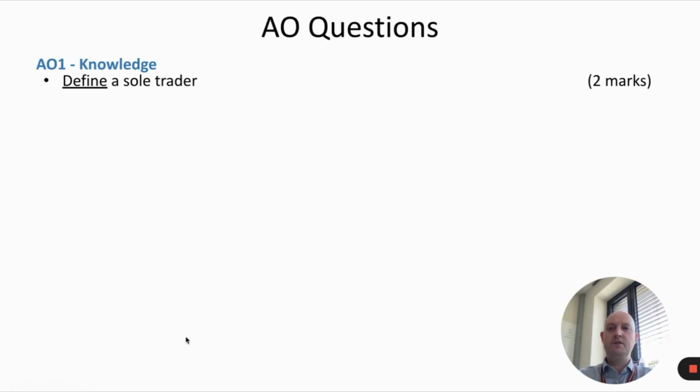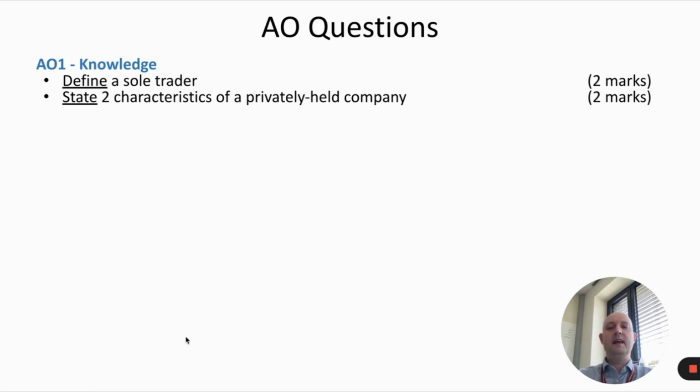So to give you some examples, let's use the syllabus I just showed you, the types of business entities, sole traders, partnerships, etc. So if it were an AO1 question, it'd be worth 2 marks. So maybe they might ask you to define a sole trader, and maybe you give 3 sentences to define it. Or you can state 2 characteristics of a privately held company. So you can see here, it's just knowledge. If you memorize or you learn a textbook, then you should be able to do these fairly well.